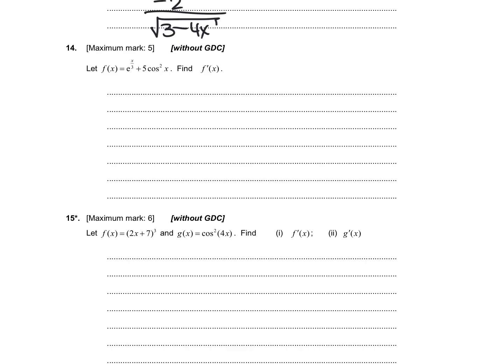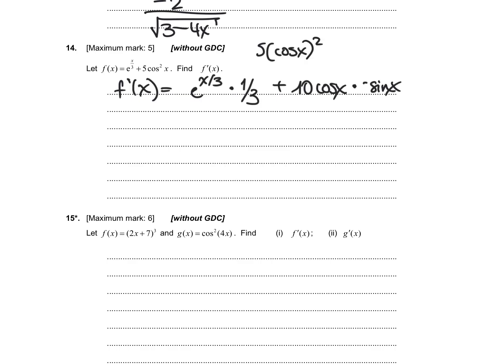All right, 14, if we want the derivative, we want e to the x over 3 times the derivative of the inside, which is 1/3. So that's that first term, and then we're going to have 5 cosine x squared. So we're going to have plus 10 cosine x to the 2 minus 1, and then times the derivative of cosine, which is negative sine. So just writing this better, we're going to have e to the x over 3 minus 10 sine x cosine x.